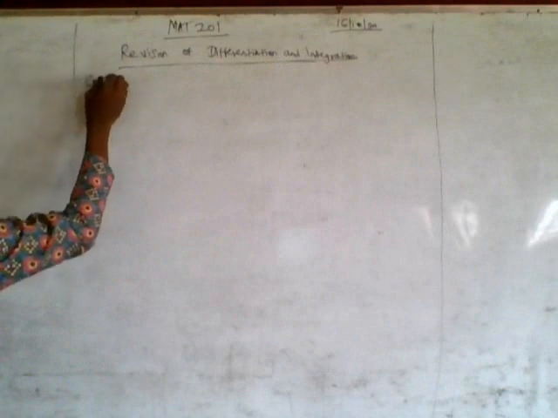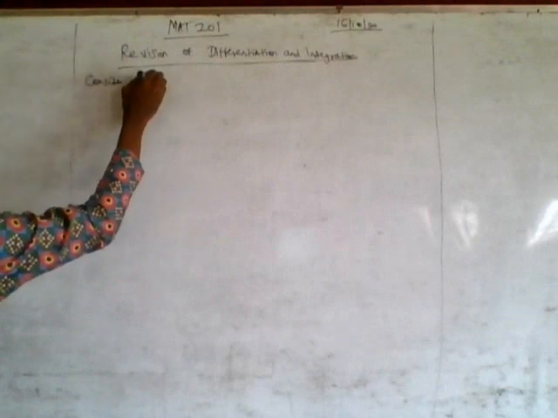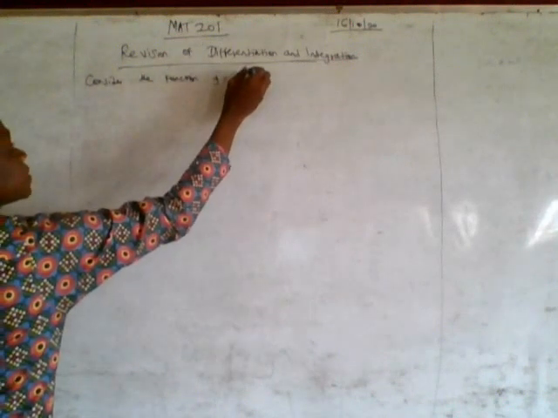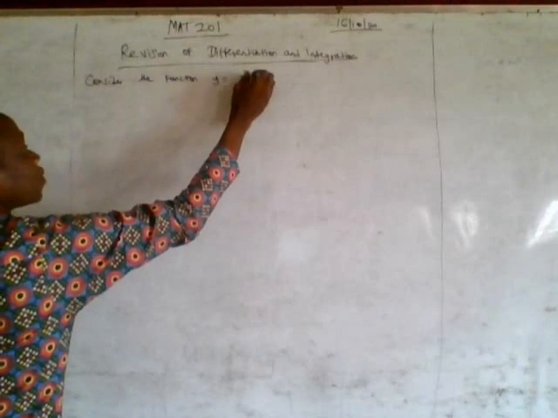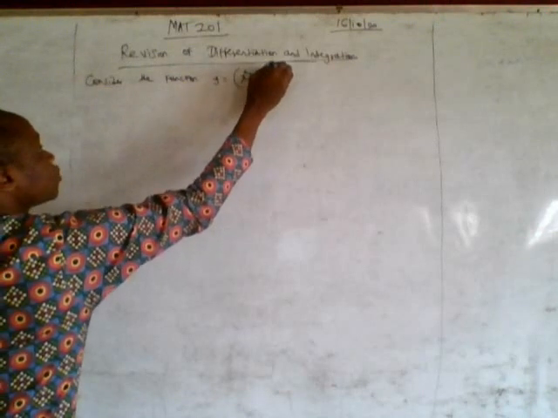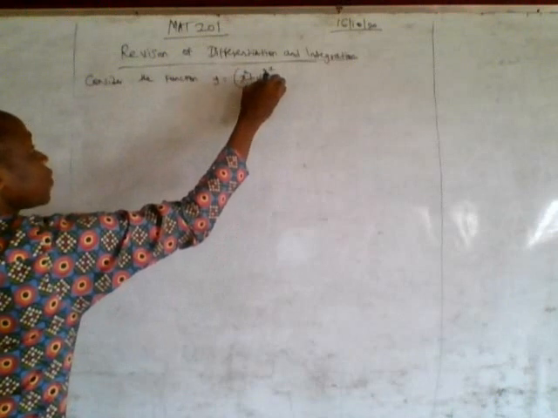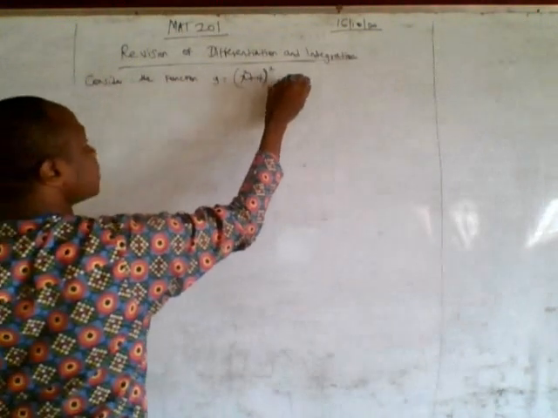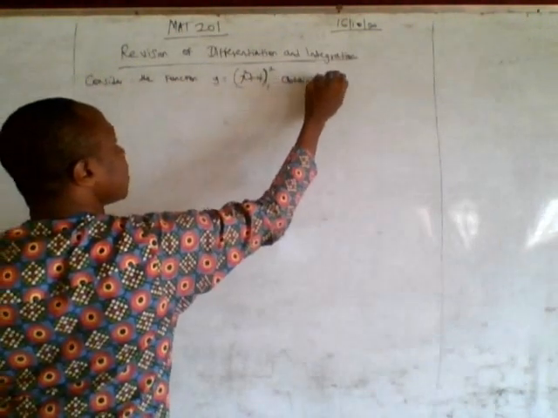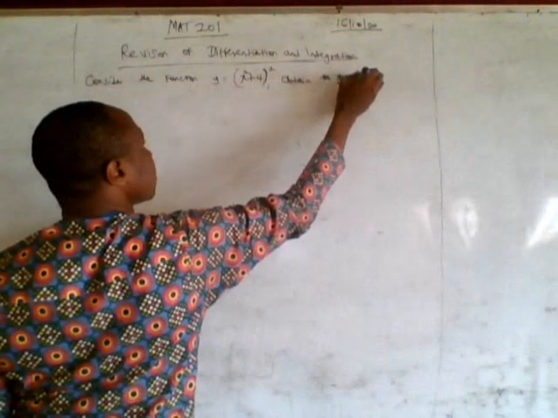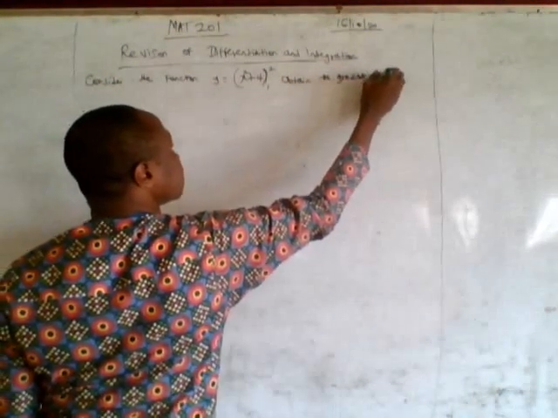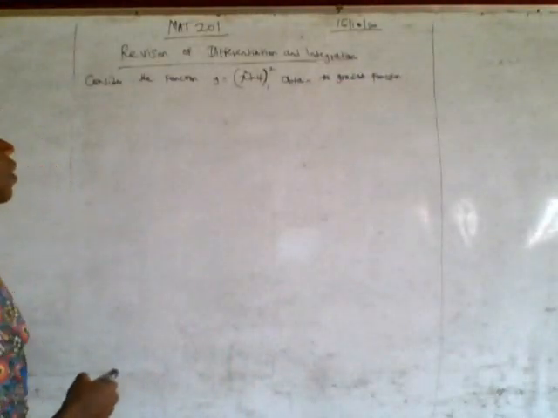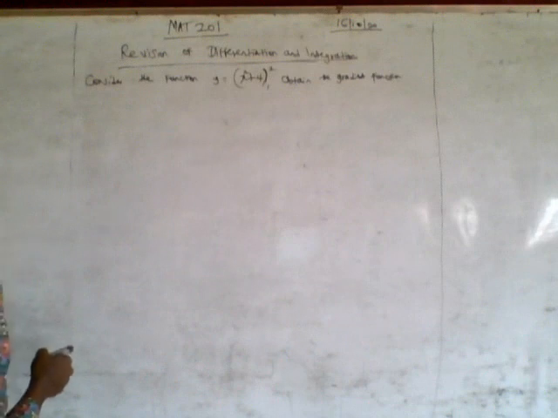Okay, consider this function. Consider the function y equal to (x squared plus 4) raised to power 2. If we are to obtain the gradient function, that is, obtain dy/dx.